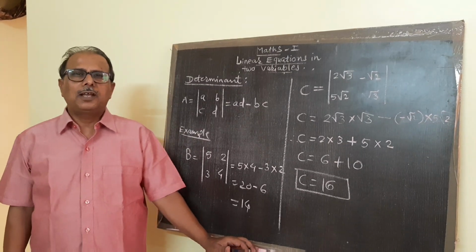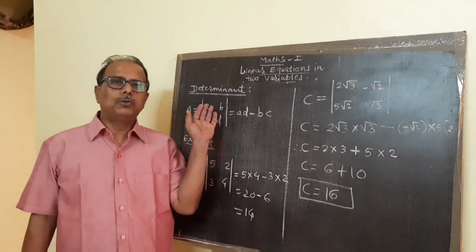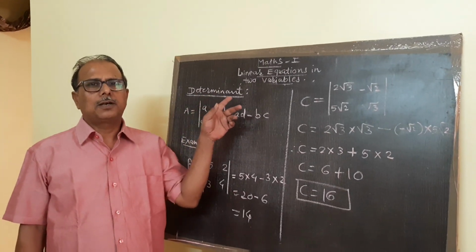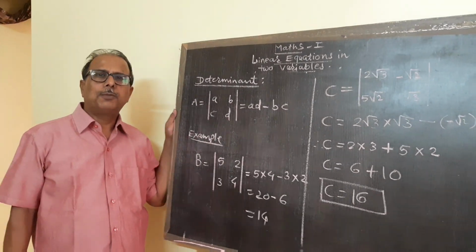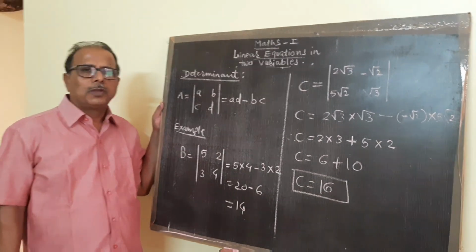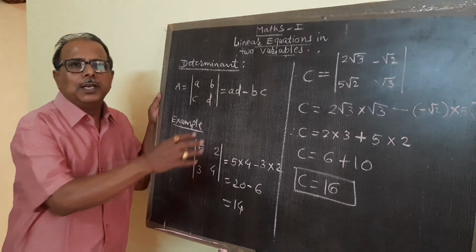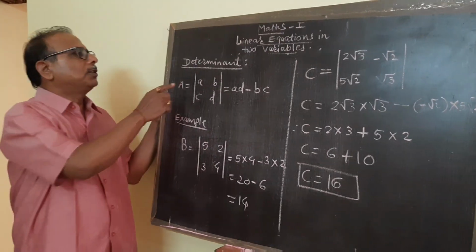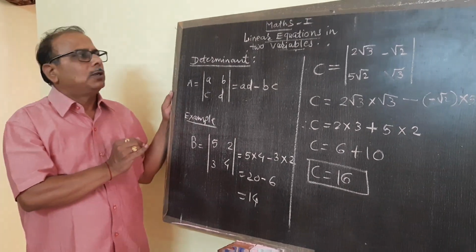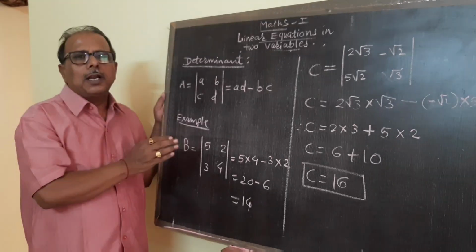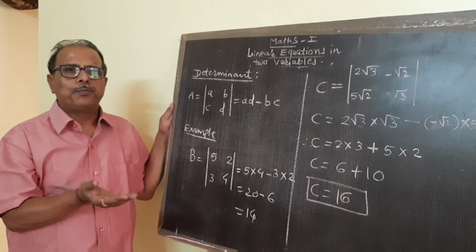Dear students, in the last lecture we studied the first method of finding the solution of simultaneous equations by graph. So let us see the second method, that is the determinant method or Cramer's rule. First we have to see what a determinant is, how to write it, and what the value of a determinant is. If we know the determinant and its value, we can solve simultaneous equations by Cramer's rule easily.